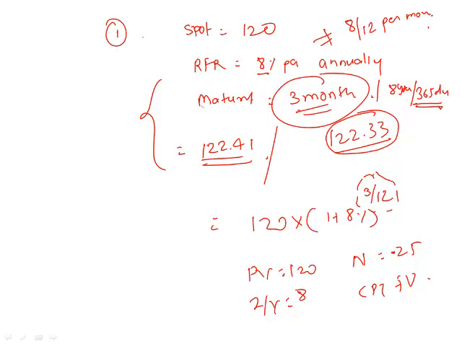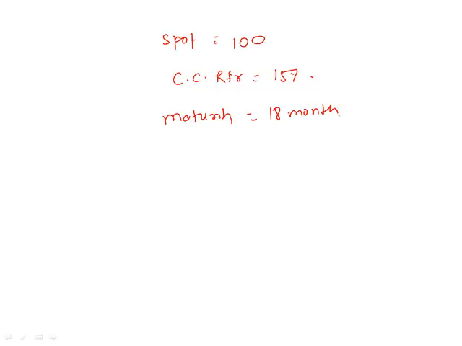No. Let's do slightly higher level difficulty. Do you want me to increase the level? Take care. So one continuous compounding and then we move further. Spot price 100. Continuously compounded risk-free rate of return is 15%. Maturity is 18 months. Find out theoretical, no arbitrage, future price.